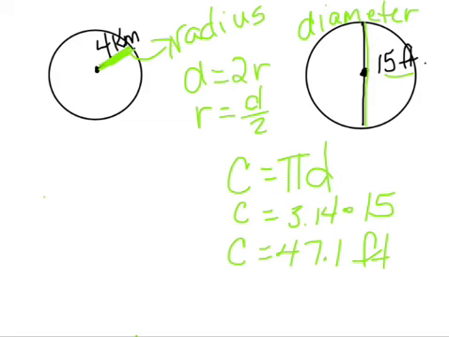Feet. Again, because it's like the perimeter, it's not units squared, it's just the unit on the circumference. The area for that circle is pi times the radius squared.